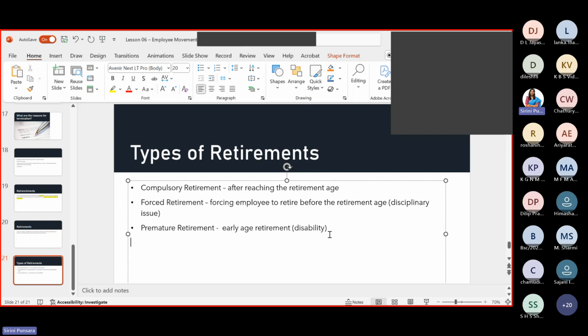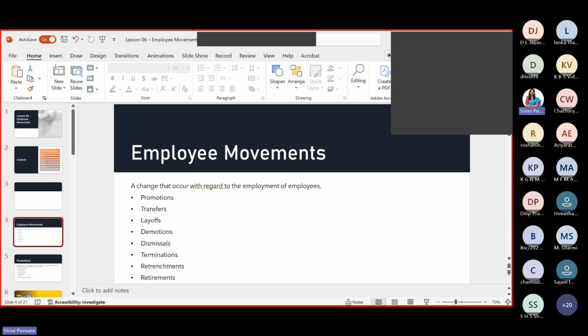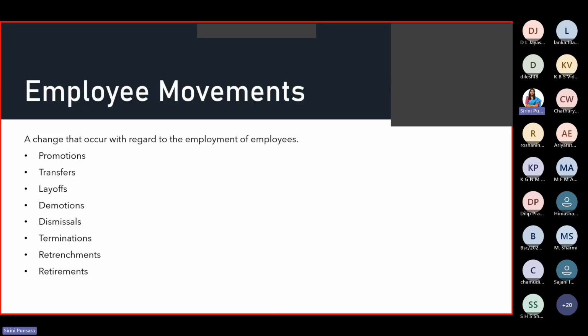Right, so those are the different types of employee movements. What we have learned is these terms: promotions, transfers, layoff, demotion, dismissal, termination, retrenchment, and retirement. These last terms are somewhat similar, but a few differences are there. In relation to this lesson, you have to remember only the definitions and also those methods.